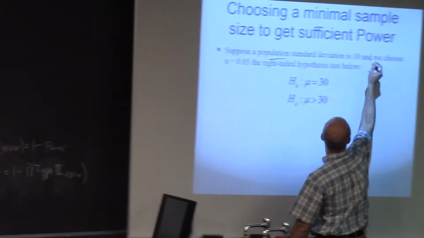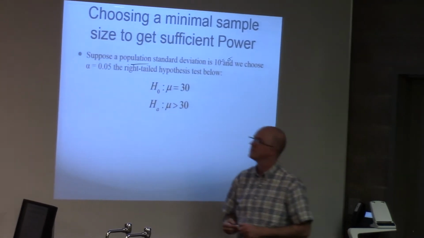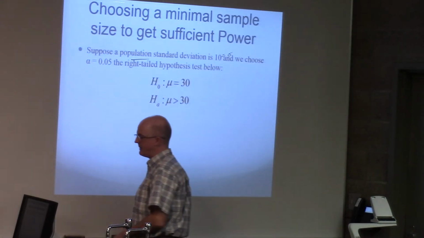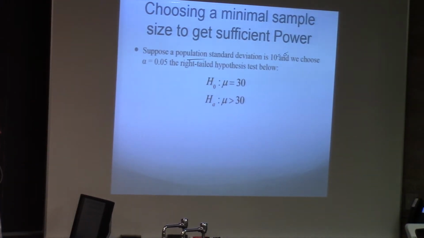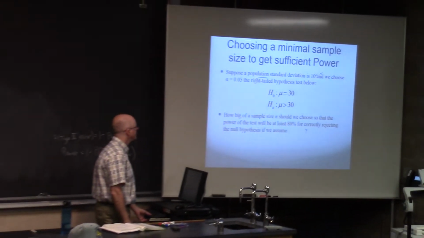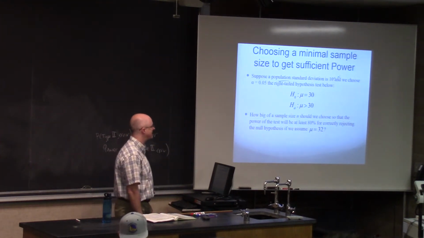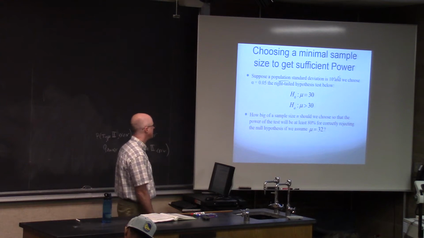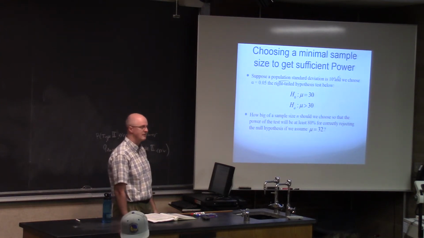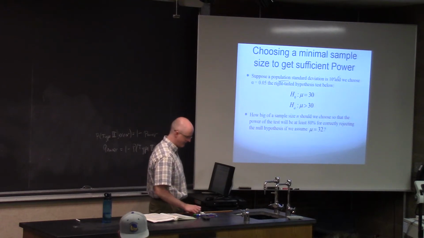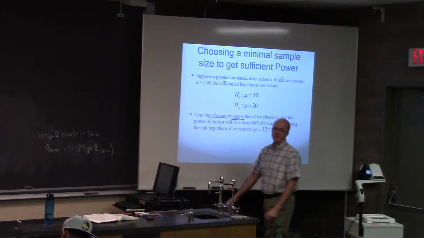It's a population standard deviation. This is going to be our sigma. I'm picking alpha to be 0.05. I've got a right-tailed test. Mu is 30 is the null. Mu is greater than 30 is the alternative. Question, how big a sample size should we choose so that the power of the test is at least 80% for correctly rejecting the null hypothesis when we assume mu is 32? How big of a sample size n? That's the question we want to answer.